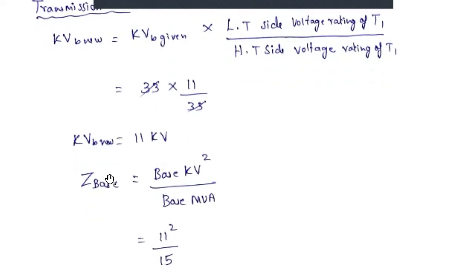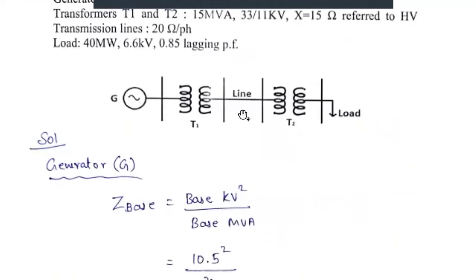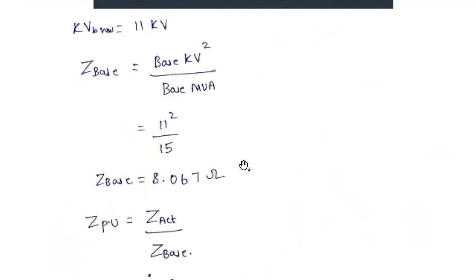Now Z base equals base kV squared divided by base MVA. Base kV is 11 kV, so 11 kV squared divided by base MVA. Because this is a transmission line and transformer 1 is before it, whatever the base MVA value is there, the same value you need to take for the transmission line. So we take the same 15 MVA for the transmission line. If you calculate, you get Z base as 8.067 ohms.